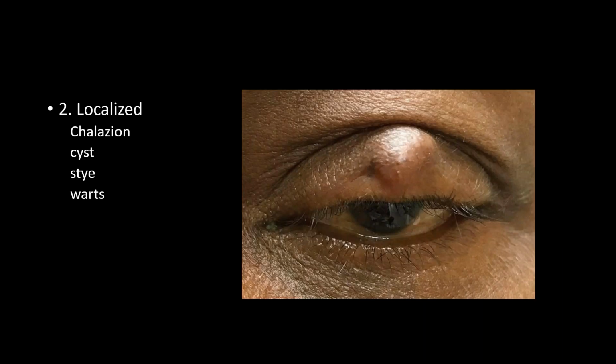Now you have to look for the localized ones. For example, over here, this is a chalazion of the upper eyelid. Now, how does a chalazion form? Does anyone know? Can anyone tell me what is a chalazion?